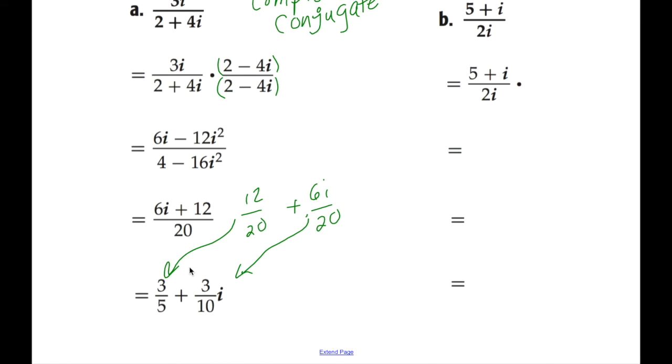This is in that a plus bi form. Over on the right-hand side, this one we only need to multiply by i to get rid of that complex number. When we do that in the denominator, we get 2i squared. And remember, i squared is a negative 1. So our denominator turns into a negative 2. We got an i squared up in the numerator as well, so that became a negative 1. But we're going to reverse the order on this. We want the real part first, which will be a positive 1/2, and then we'll get minus 5/2 i.